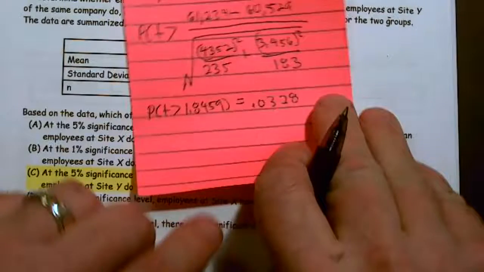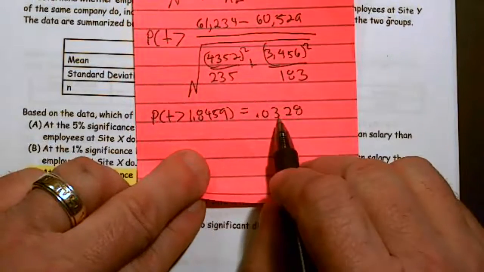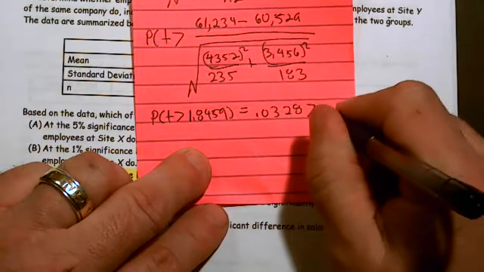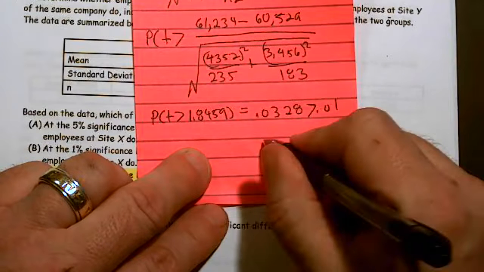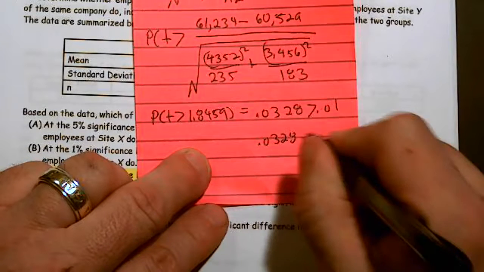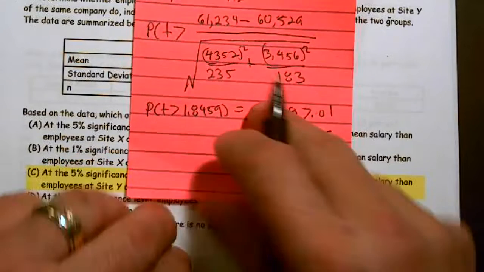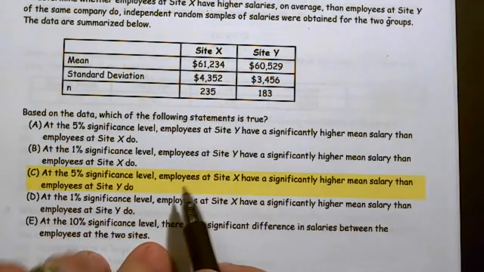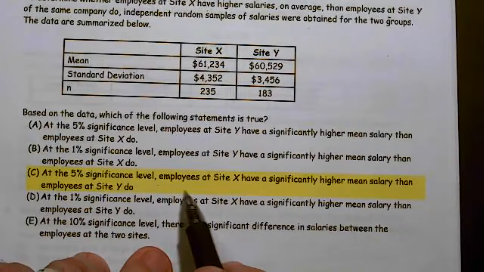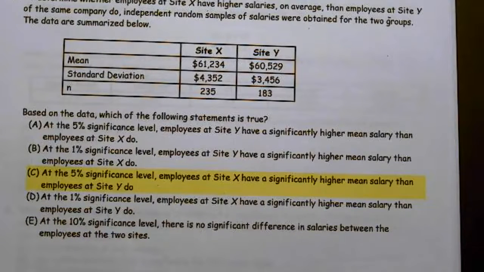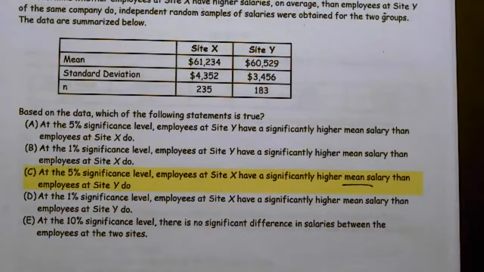All right, so this is my p-value. It's greater than 0.01, not significant. But it's less than 0.05, so it's significant at 0.05. So at the 5% significance level, employees at site X have a higher mean salary than those at site Y. Notice it said mean salary. Not everyone has a higher salary, but on average, the employees at site X get paid more than those at site Y.